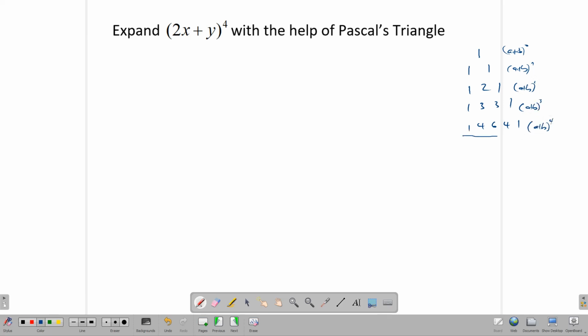So this is the set of coefficients that we need to expand this. So if we wanted to expand a plus b raised to the fourth power, then guess what we're going to have? We're going to have these coefficients. Now remember how to write it out.